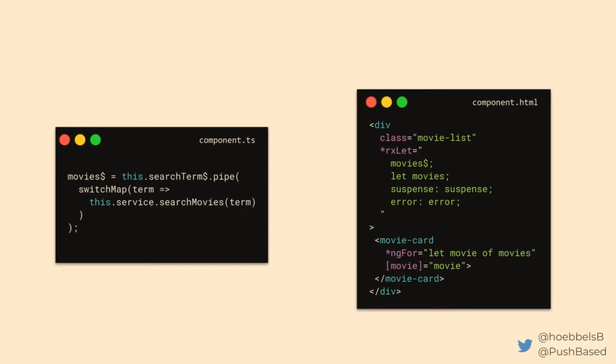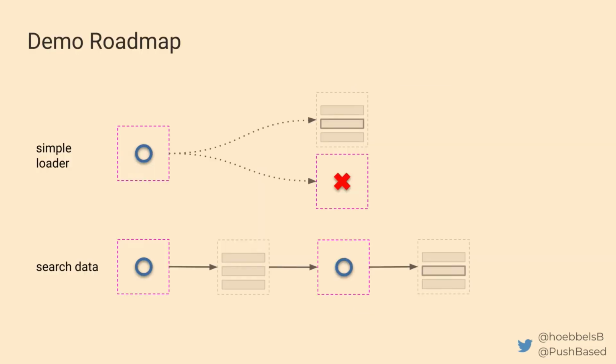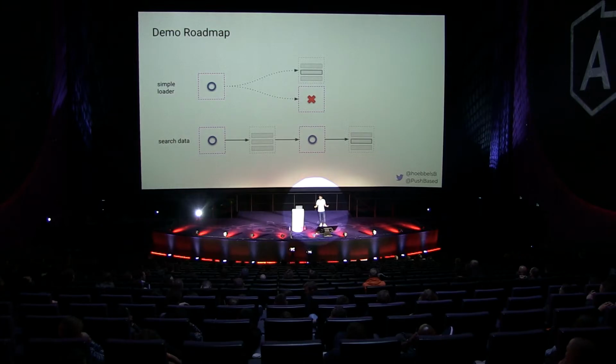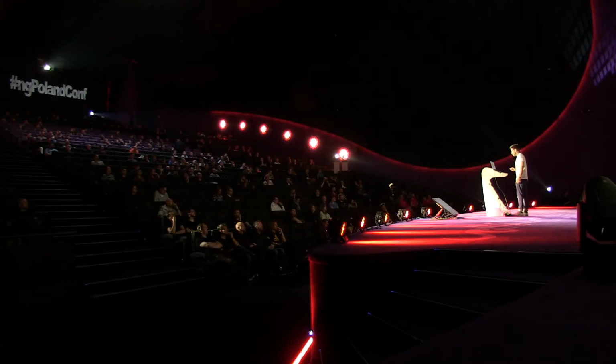I also want to do a little live coding, so I've brought you two demonstrations. One is a nice and easy, simple loading mechanism where we just refresh the page, wait for data to appear, and in the meantime we want to show a loading spinner. Then we will step up the game and implement something more complex, like a search implementation where we have to switch between contexts back and forth. So without further ado, let's jump into the code.